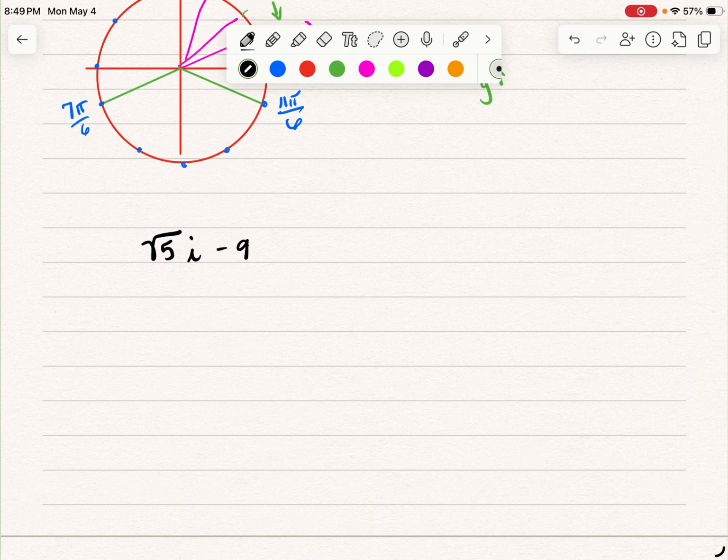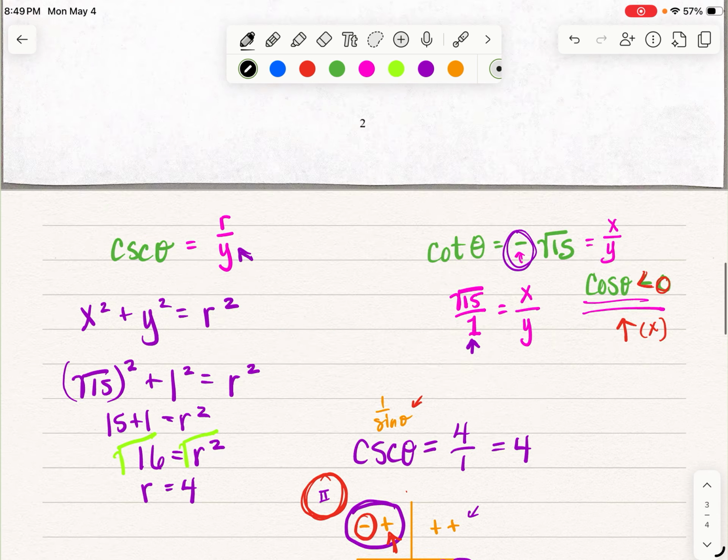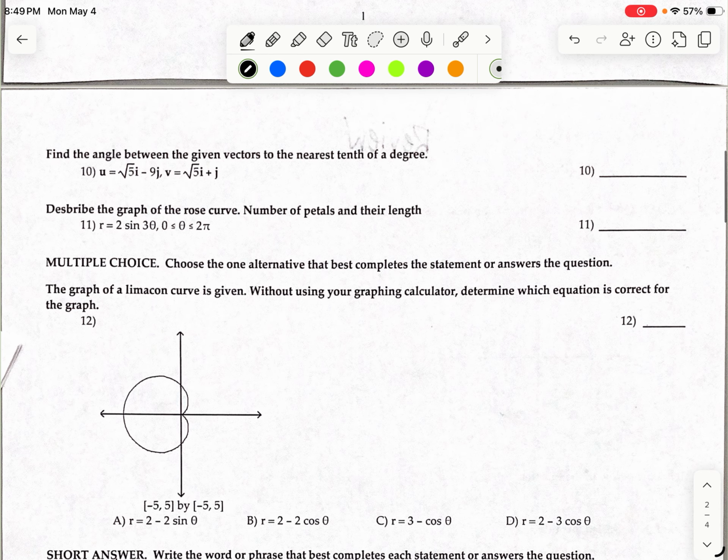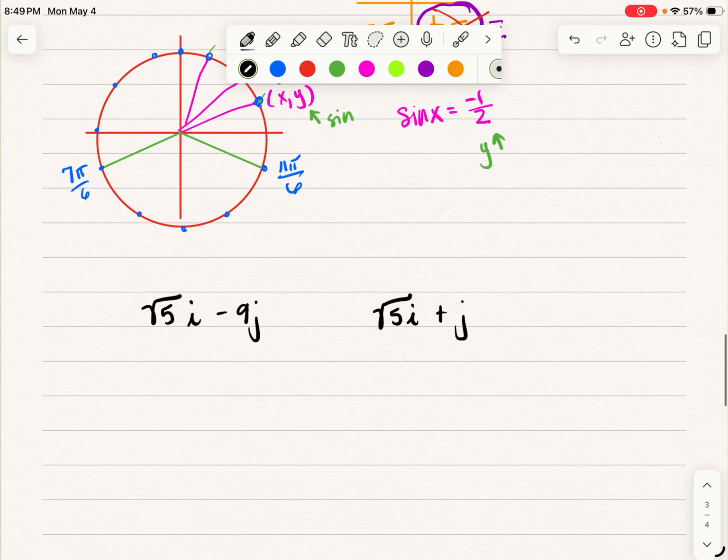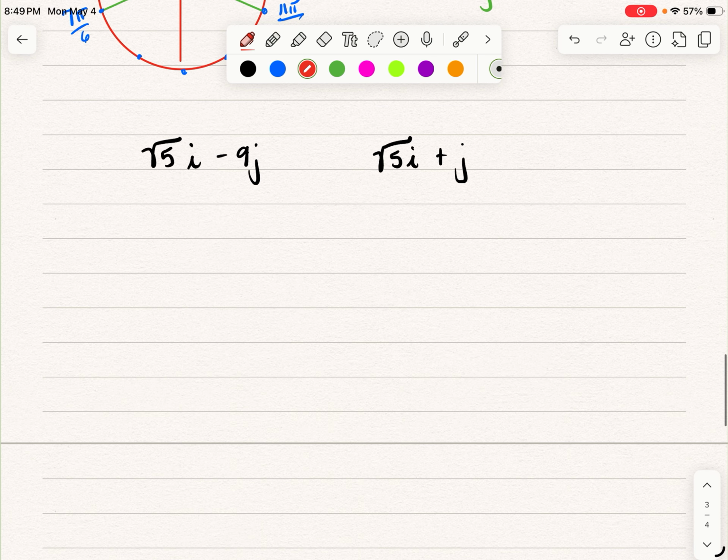I think that was 9j, and the other one was the square root of 5i, and then just plus j. Make sure I had that right. 5, 9, yeah, okay. Alright, so the formula for this one was cosine of theta is the dot product over the product of the two magnitudes. So it's not that it's hard, it's just real steppy.